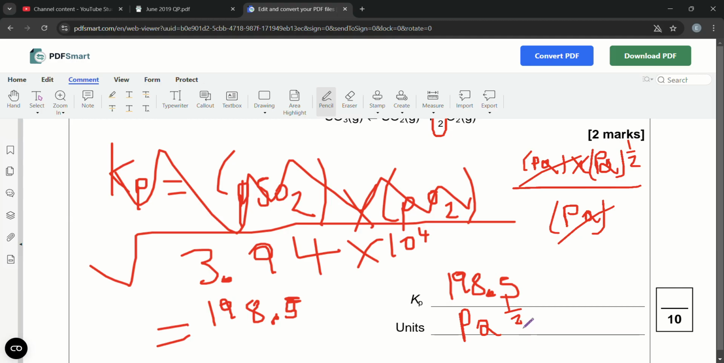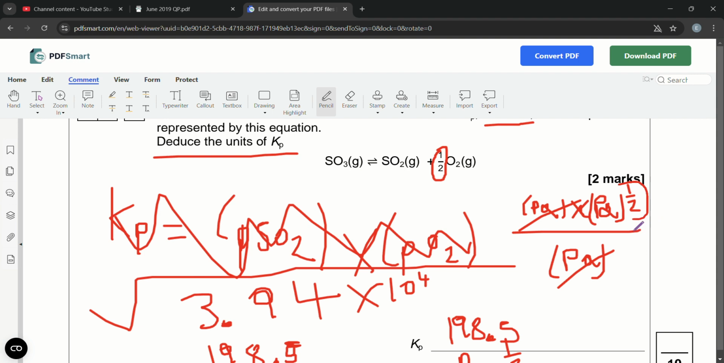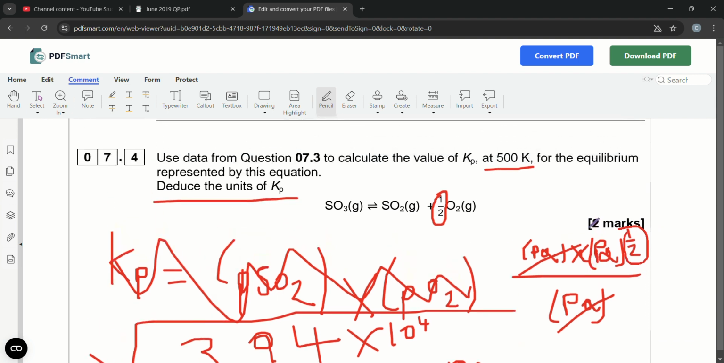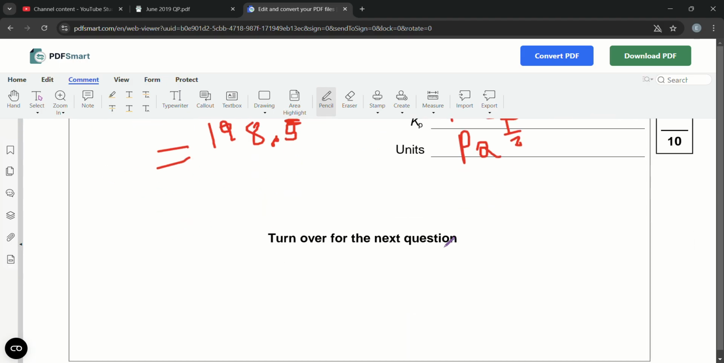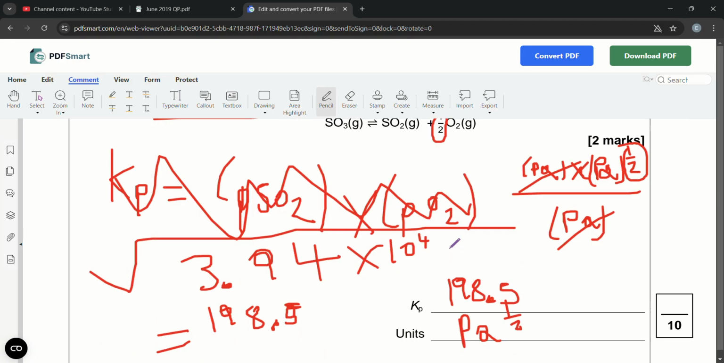So don't be intimidated if you see a power of a half or a third. It works the exact same way. You just raise the power when you're using it for Kp. So Pa to the power of a half moles. That's the end of question 7.